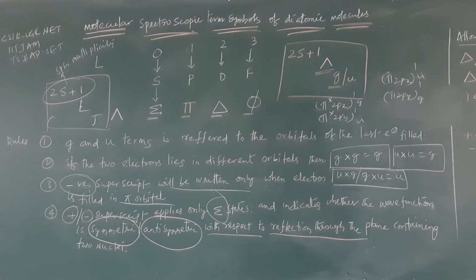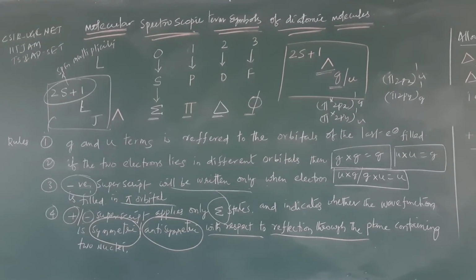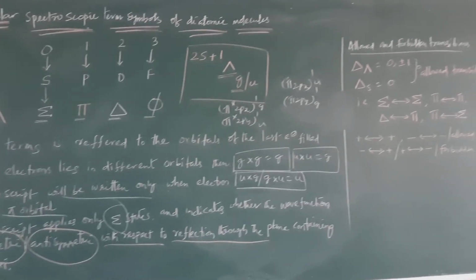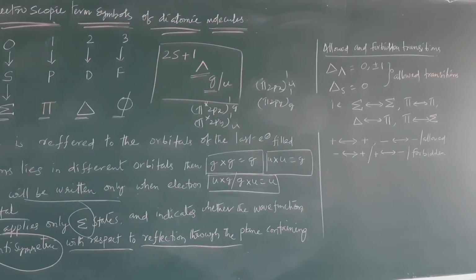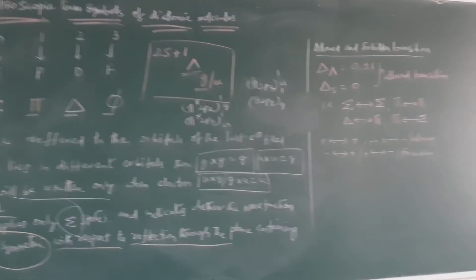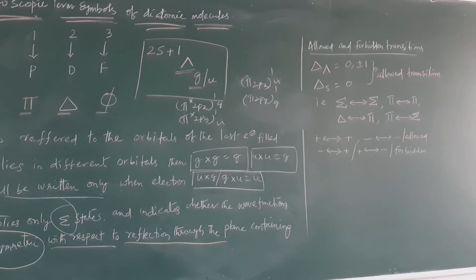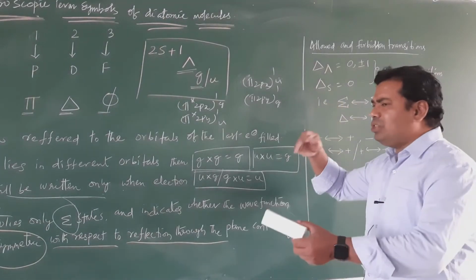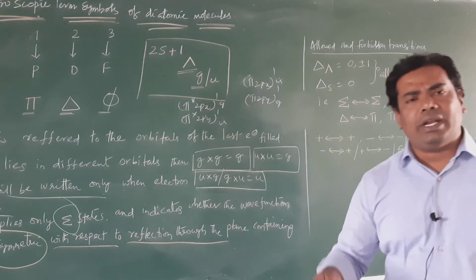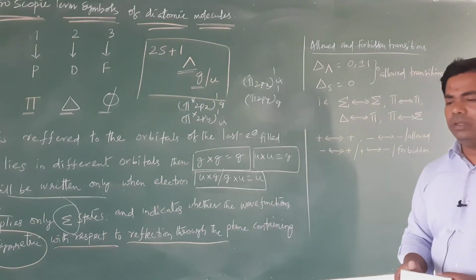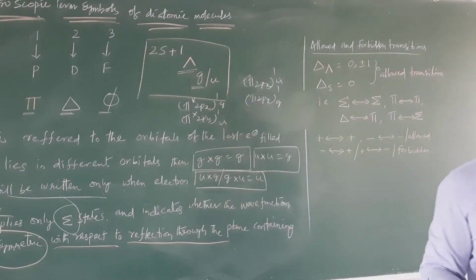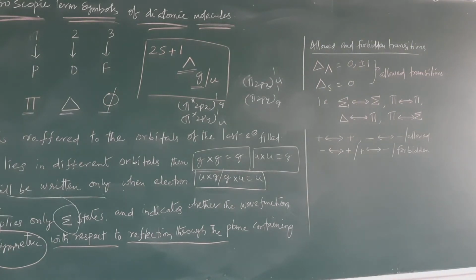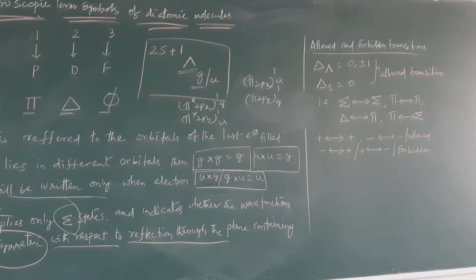The fifth rule here you can see is the allowed or forbidden transition. Allowed transitions or forbidden transitions. Clear? Right. Here, which transition is an allowed transition and which transition is a forbidden transition.